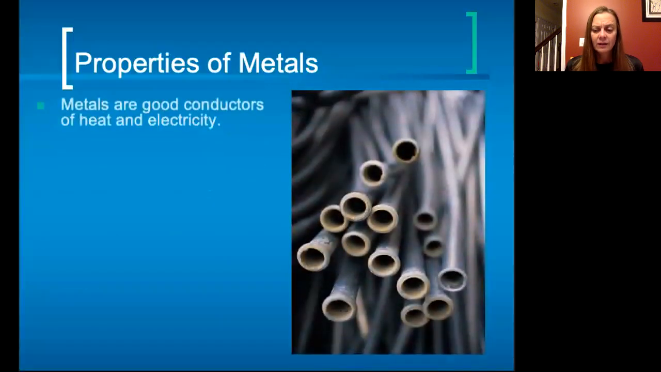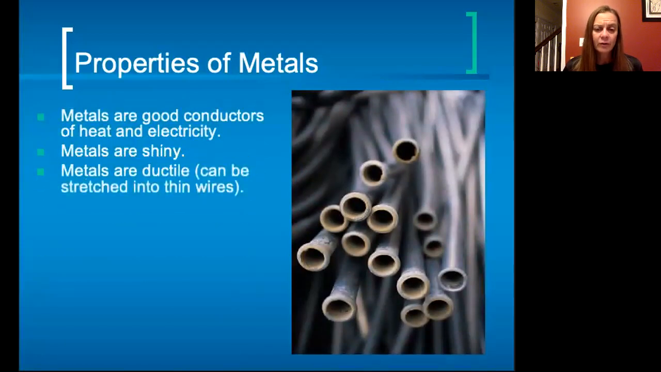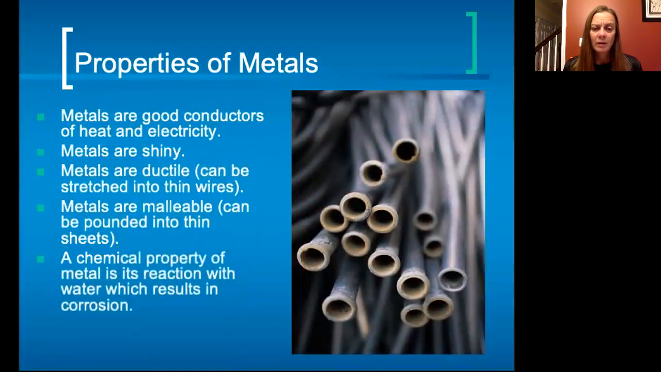So let's talk a little bit about some of the properties of those categories. So when we talk about metals, they're good conductors of heat, they're good conductors of electricity, they are shiny or lustrous, they're ductile, meaning that we can stretch them into thin wires, they're malleable, we can pound them into sheets, we can shape them into objects. And one chemical property of metals is that they generally react with water to corrode, and we have corrosion or rust.